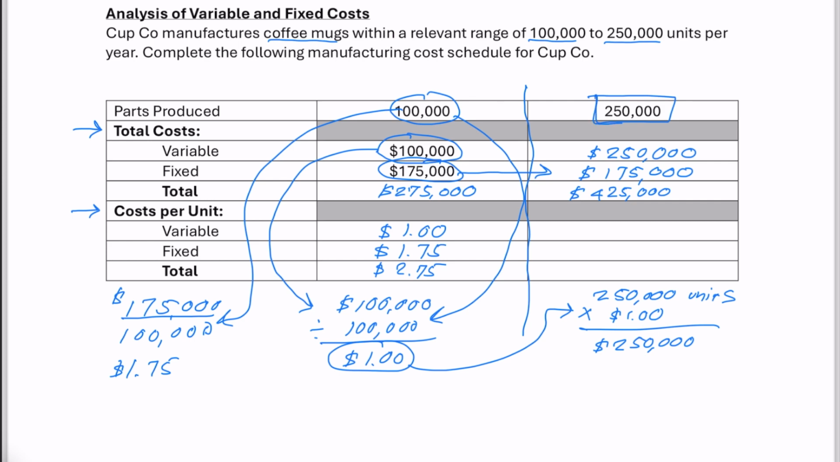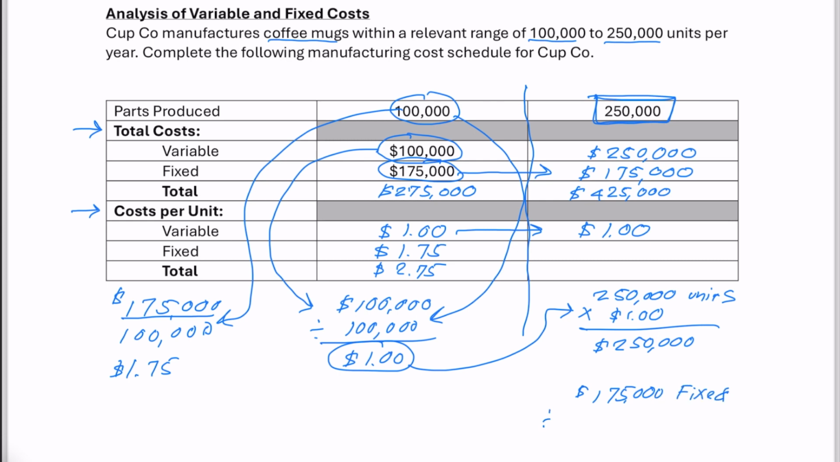Now we're going to go ahead and take a look at these costs based on a per unit cost at a production volume of 250,000 units. The variable cost stays the same regardless of our production level. So that still carries over. It is still $1. Now the fixed costs, they do not change regardless of our production. So we're going to take our fixed costs here, which were $175,000. And these represent our fixed costs.